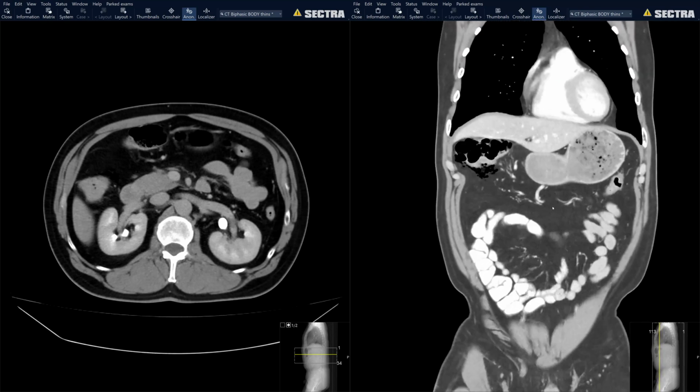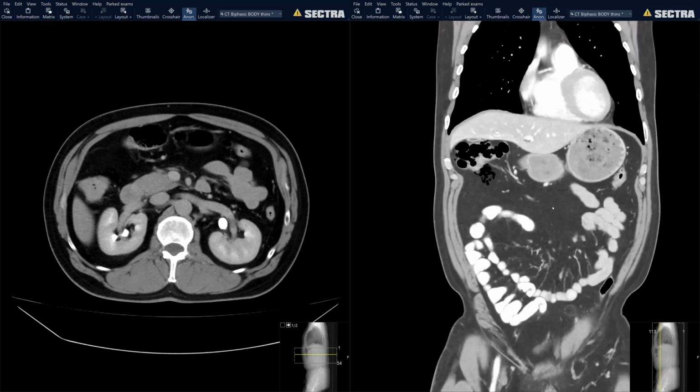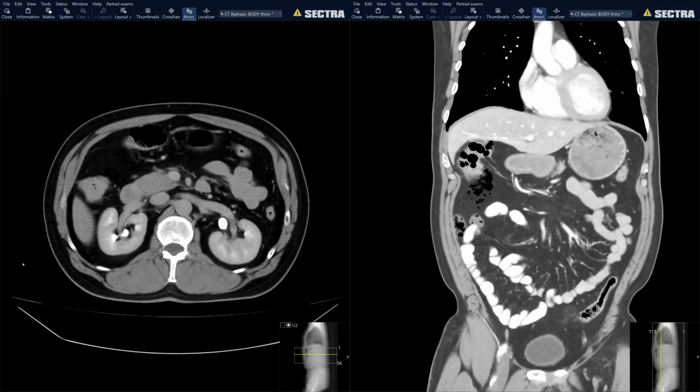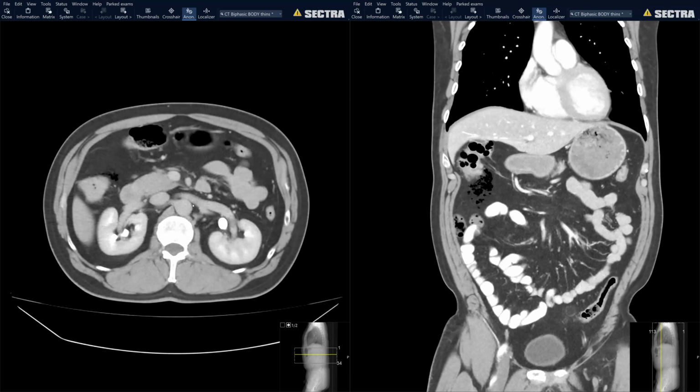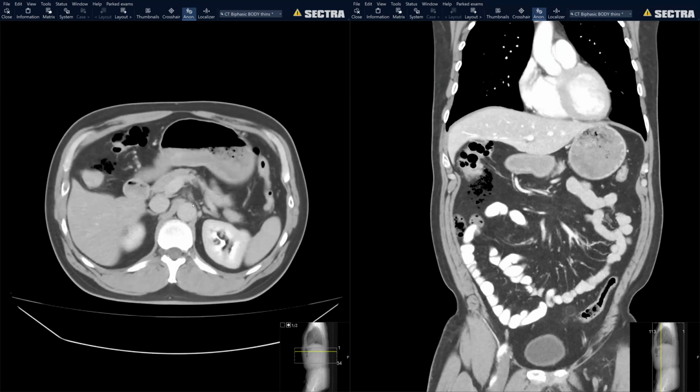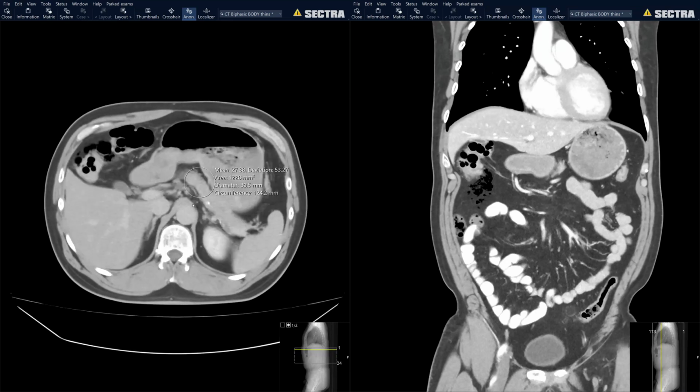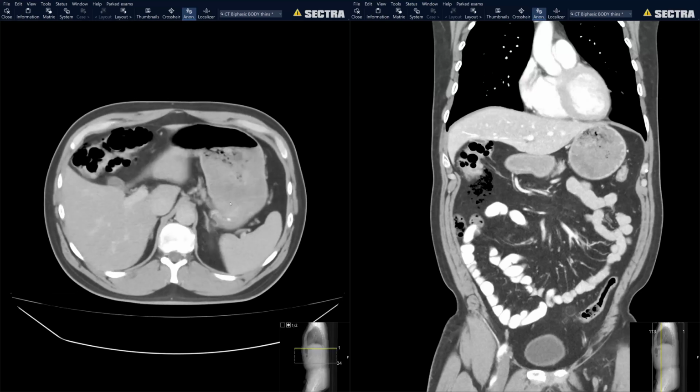I see more free air this time next to the ascending colon, with bubbly lucencies in the hepatic flexure, like maybe pneumatosis cystoides. Yeah. So basically, this was pneumatosis cystoides.